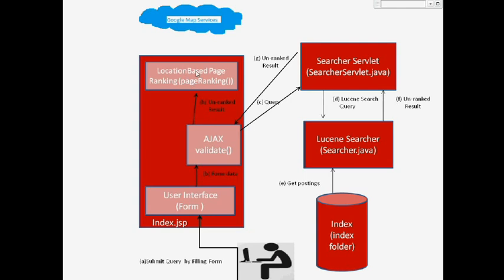The page ranking function makes multiple calls for each meditation center to the Google Map API service. The Google Map API service then returns the driving distances between each meditation center and the user address. The location based page ranking algorithm will then sort the results based on the driving distances and return these location based ranked results to the user. So this was just an overview of the architecture.